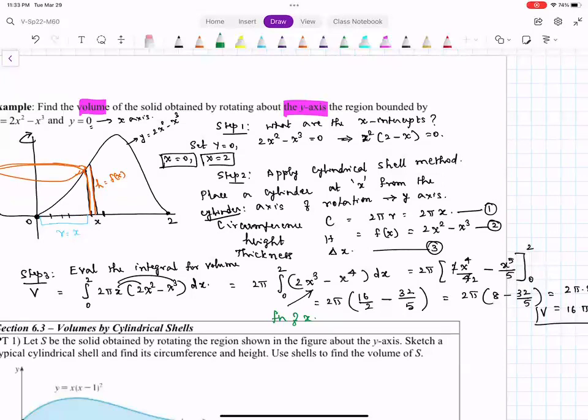So remember it this way: in cylindrical shell, the integrand will be the opposite variable to how the region is rotated about. Rotation about the y-axis would mean the integrand is a function of x. Rotation about the x-axis would give us the integrand as a function of y.